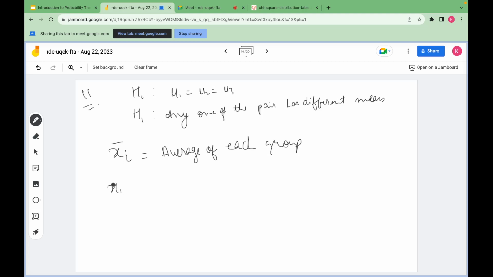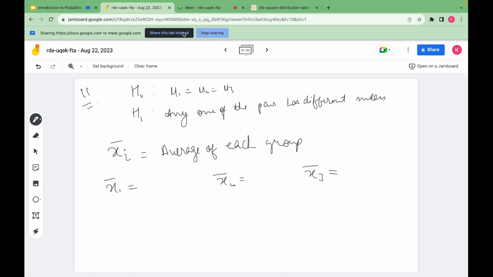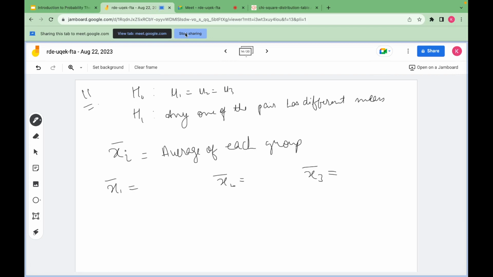Okay, so we calculate x1 bar, x2 bar and x3 bar. From this data we will calculate x1 bar, x2 bar, x3 bar. So x1 bar comes out to be 10.66, x2 bar comes out to be 5.83, and x3 bar comes out to be 9.67.